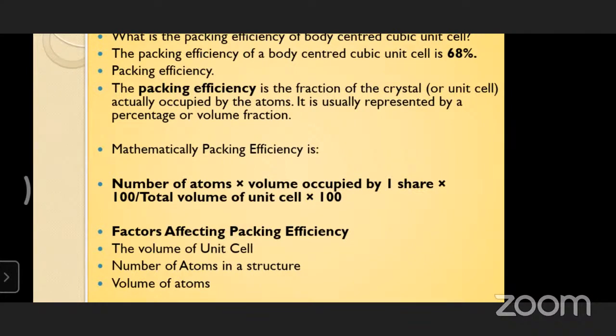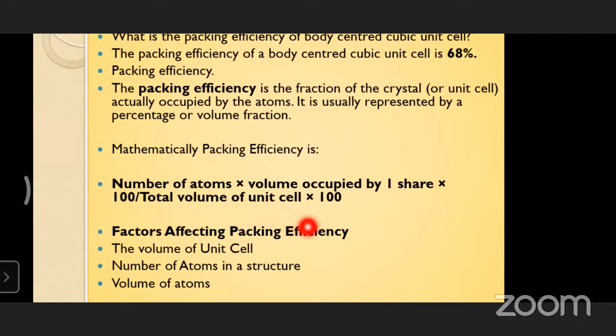The first factor is the volume of the unit cell. Let us take a big container and a small container. Obviously, in a big container we can keep more objects, and in a small container fewer objects. Similarly, if the volume of the unit cell is larger, we can fill more atoms, and if the volume is smaller, we can keep fewer atoms. So definitely, the volume influences the packing efficiency.